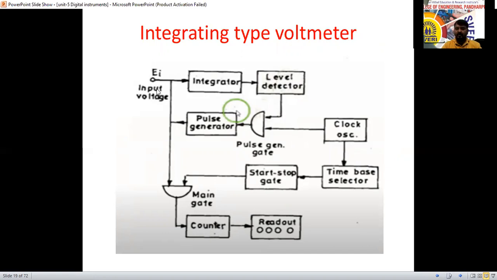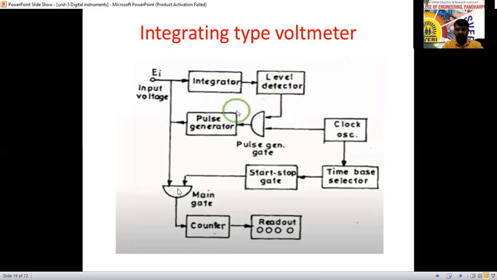Here we provide the input voltage, EI, to the integrator. Now it is going to detect the level, whether we have to charge the capacitor or not. During that, it will use the pulse generator. It should produce the pulse to the main gate, to stop or start. Based on that, it is going to give one pulse signal.